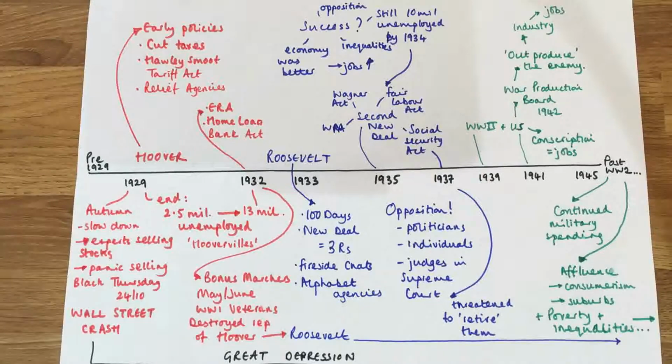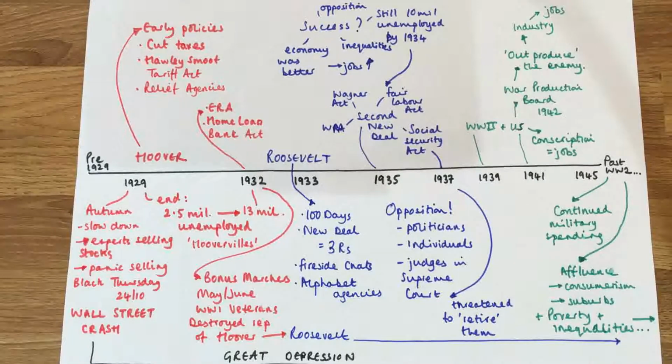The first 100 days of Roosevelt's presidency were really busy, and that's where the idea of the 100 days comes from. After this 100 days, Roosevelt was said to have commented this would be a good time for a beer. In that time then, he set up his New Deal.